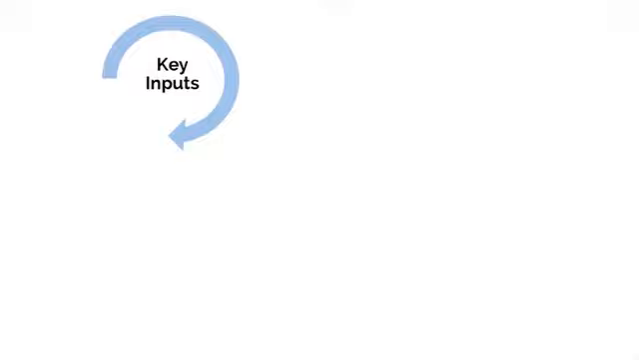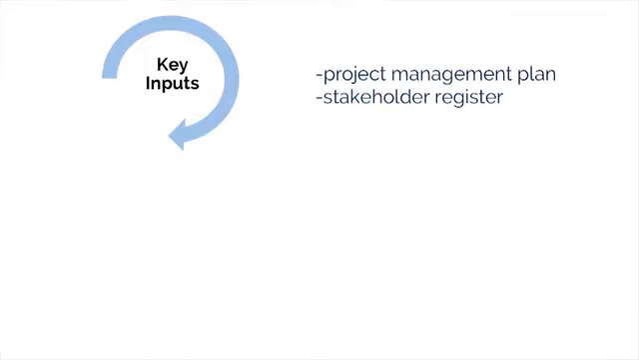The key inputs in this process include the project management plan, since it includes important information such as an overview of how work will be executed to accomplish the project's objectives, and a description of how human resource requirements will be met, including roles and responsibilities and reporting relationships on the project. Next, the stakeholder register, which includes a list of the stakeholders and respective information about them, so we can develop a strategy to engage them on the project.